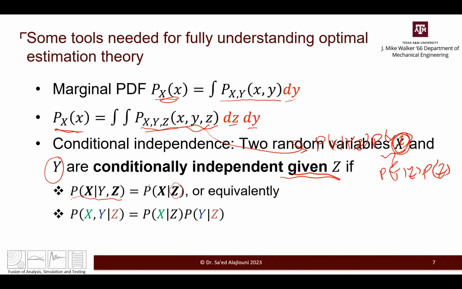And conditional independence could be stated alternatively like this. Probability of x and y given z, we can separate now. Instead of having this joint PDF, they separate as the probability of x given z, probability of y given z.